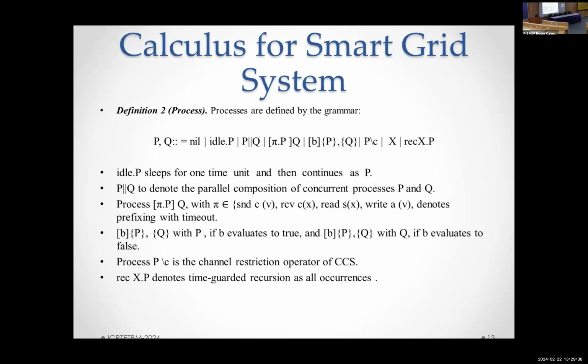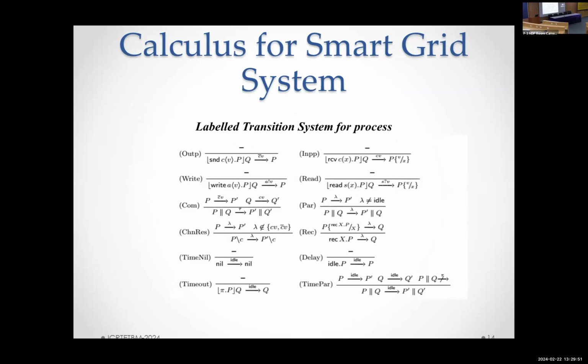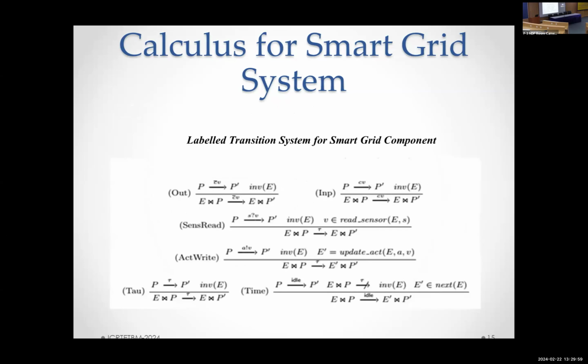Next, we define the process of the smart grid system. This includes different states of the process, such as the nil state and idle state, and the recursive processes. After that, we define the labelled transition system for the process, covering when the process reads and when the process writes. These things are defined in the labelled transition system.